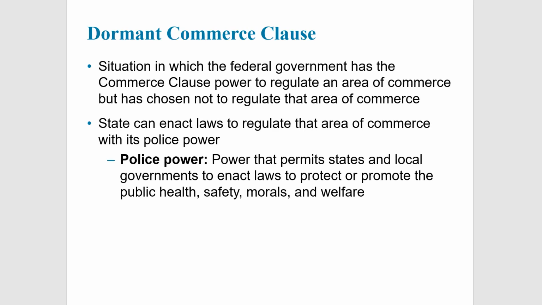The Dormant Commerce Clause. This is a situation in which the federal government has the Commerce Clause power to regulate an area of commerce, but has chosen not to regulate that area of commerce. States can still enact laws to regulate that area of commerce with its police power. The police power here being defined as power that permits states and local governments to enact laws to protect or promote the public health, safety, morals, and welfare. This is being tested quite heavily right now.